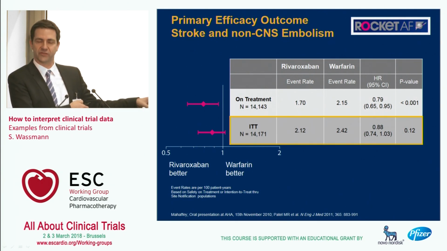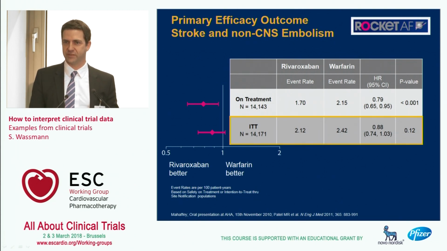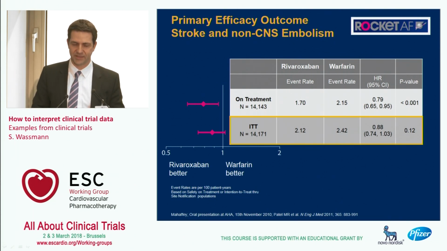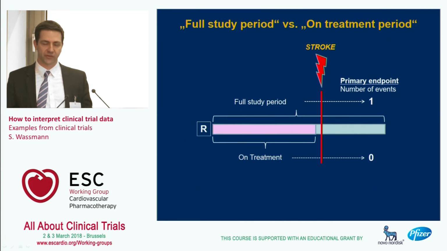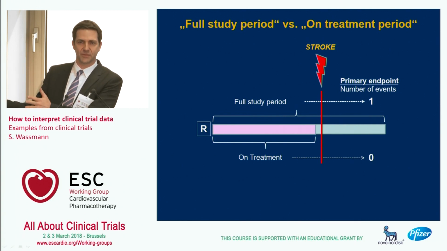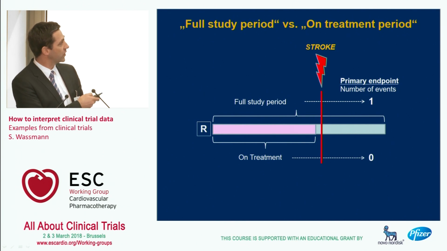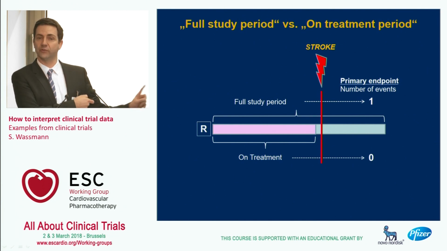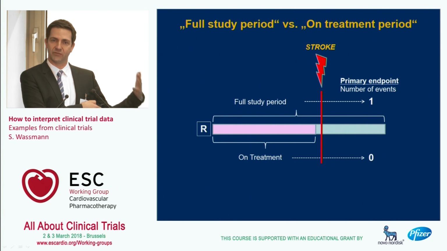Okay, and you know that there were some difficulties. Many events occurred after active treatment, in the follow-up period after that. But that is important. So just to show you, that's the full study period that is covered in the intention to treat analysis versus the on-treatment period, which is always active treatment plus some extra time, which is defined in the study protocol. So if you have an event, a stroke, outside the on-treatment period, it's not counted in the on-treatment analysis, but it is counted in the intention to treat analysis. So it gives you a better idea.